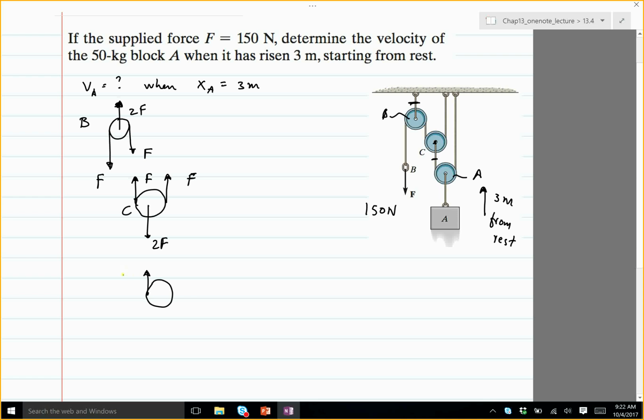So this string here is drawn over here. It's going to have a force of 2f that opposes the 2f coming from there up, because it's the same string. And then since this string is inextensible, there will be a force 2f on the other side. Right? Forces are transmitted to the pulley.